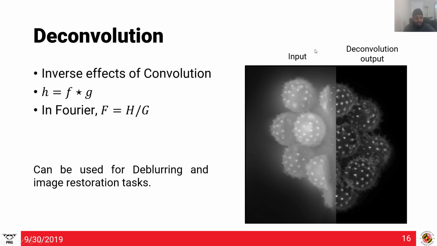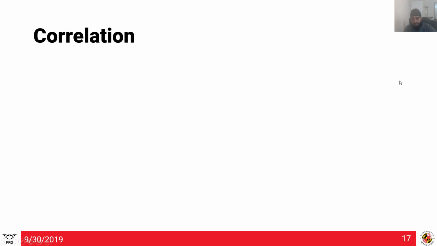In this example, you can see my input was a little bit blurry. If I do a deconvolution operation on this, I can see the image clearly. So let's move on to correlation.